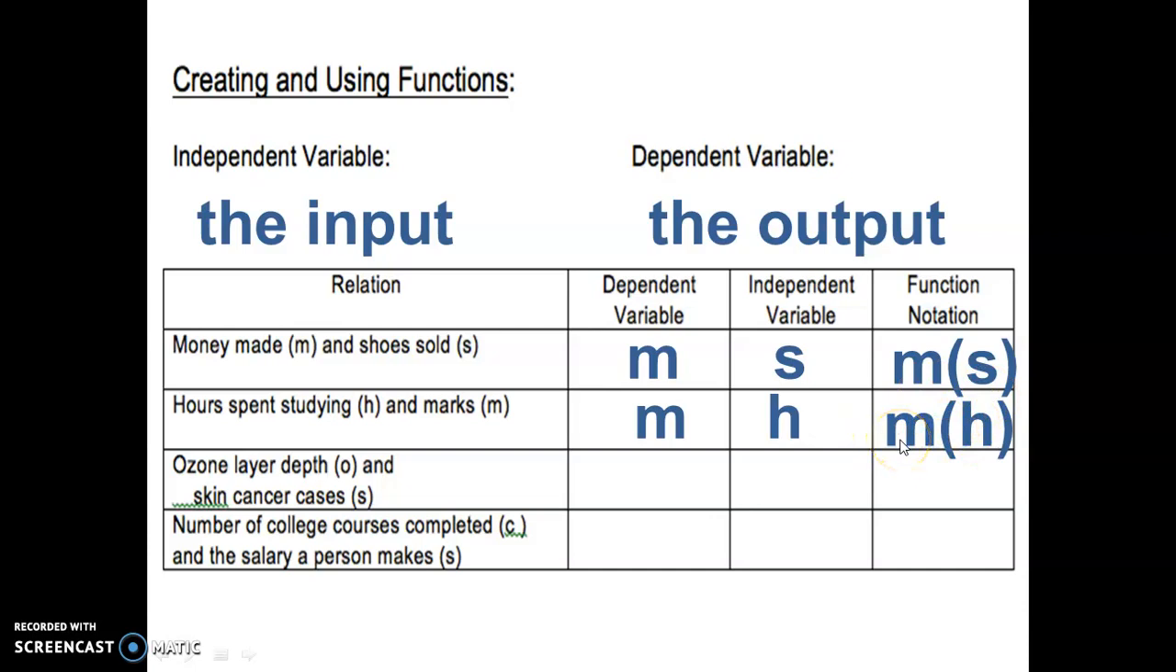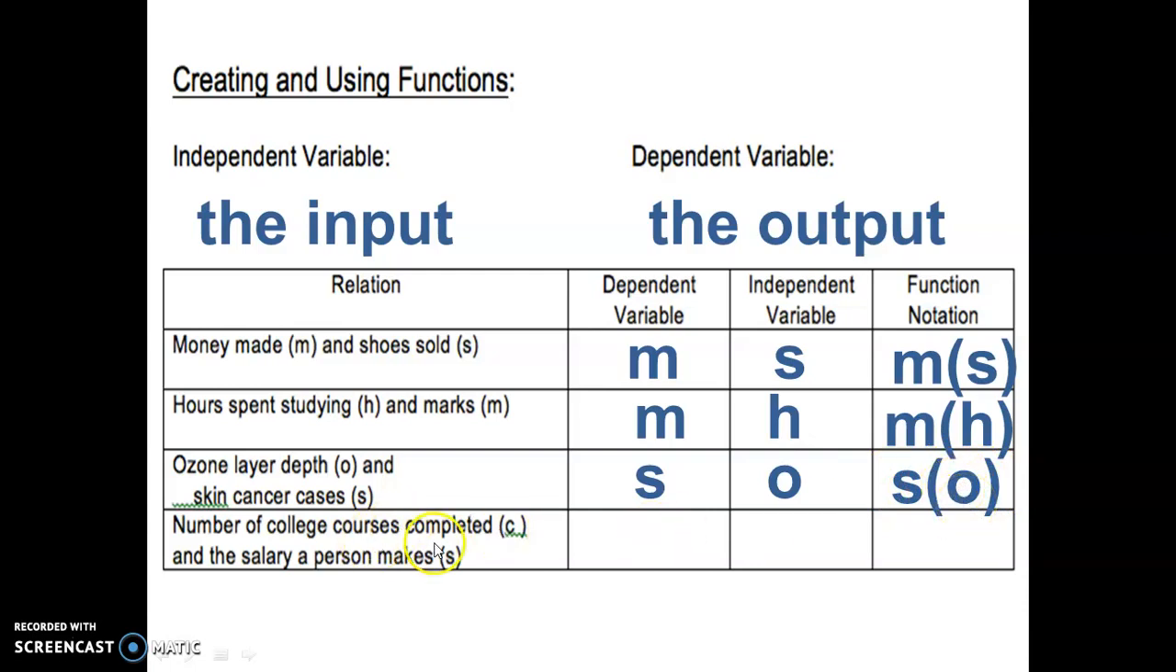Let's try the next one. Ozone layer depth and skin cancer cases. In this case, the function notation is S of O. The dependent variable is skin cancer cases, because the number of skin cancer cases there are depends on how deep the ozone layer is. So we have skin cancer cases dependent on the input of ozone layer depth.